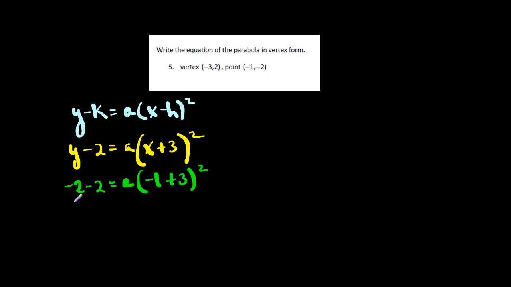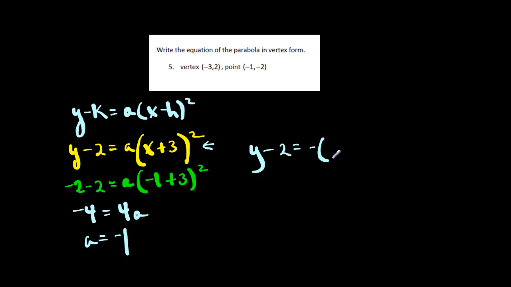So let's put this in simplified form. -2 minus 2 is -4. Now let's do this out in our head. -1 plus 3 is 2. 2 squared is 4. 4 times a is 4a. Divide both sides by 4. You get a is -1. So your equation is going to be the same as this one, except now we know what a is. So y minus 2 equals -1, or just a negative, because you're multiplying, (x plus 3) squared. And that's your answer.